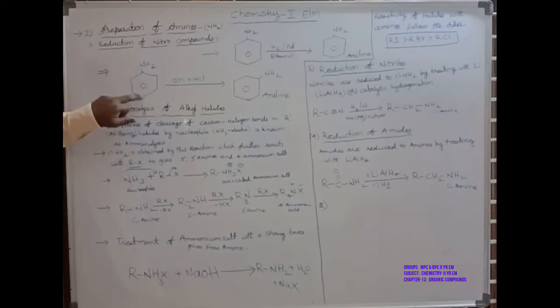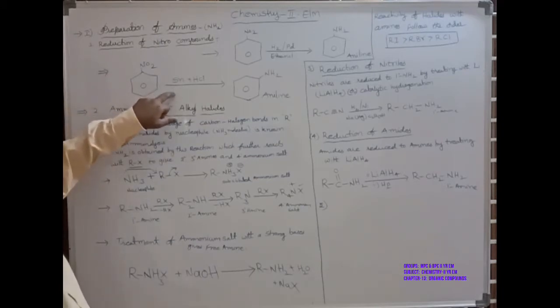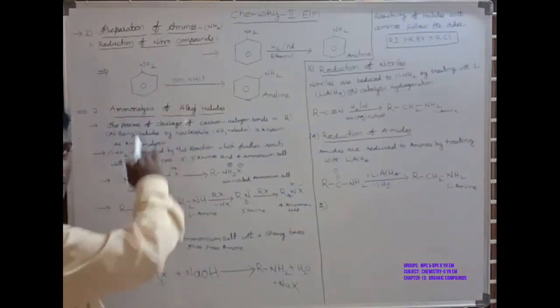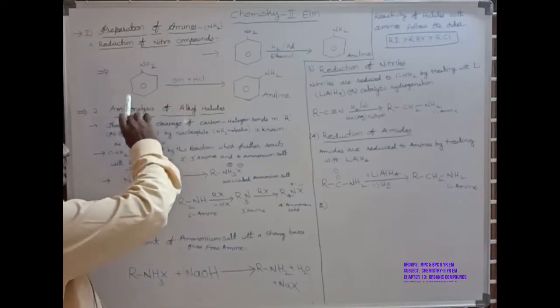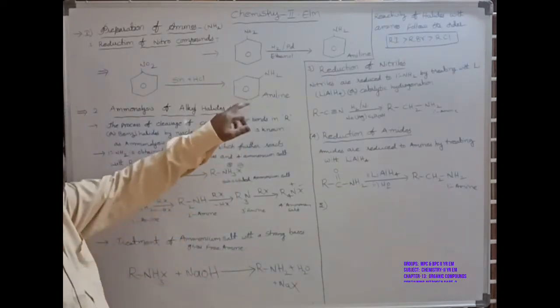Next, the second method. Here the nitro compound is reduced by treating with a metal in the presence of an acidic medium, that is, tin plus hydrochloric acid, which is the acidic medium. Then the nitro compound is finally reduced to the primary amine. It is also called aniline.